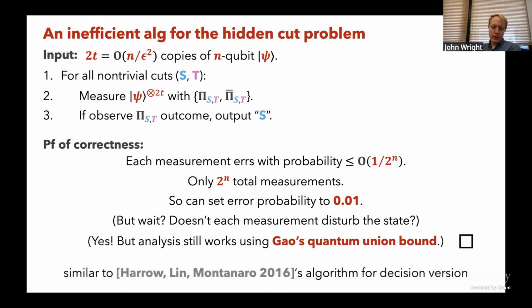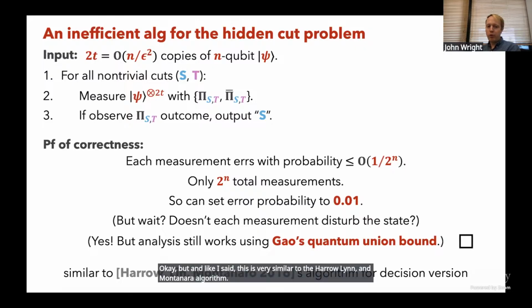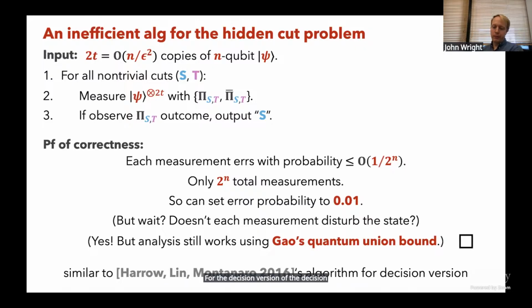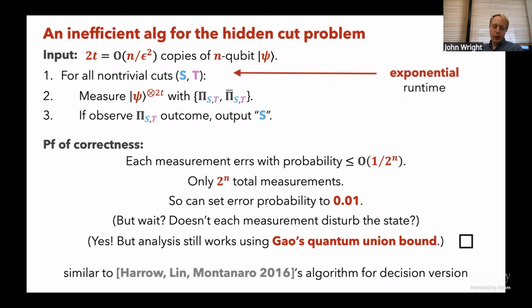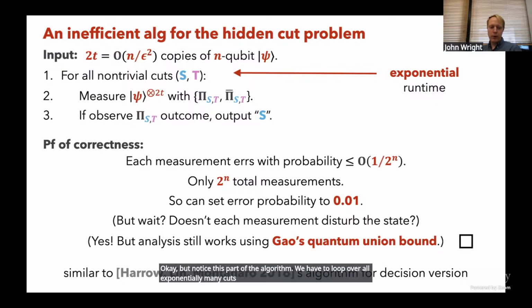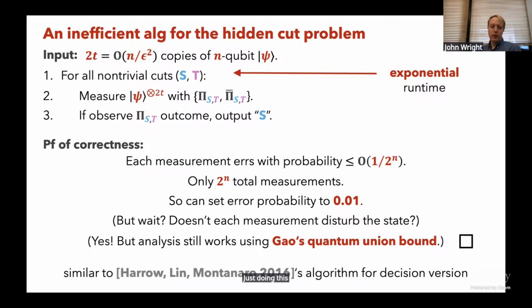Okay, and like I said, this is very similar to the Harrow, Lin, and Montanaro algorithm for the decision version of this problem. So how did their algorithm differ? They took all these measurements, one for every cut, and rather than combining them with the quantum union bound, they combined them using something else known as the quantum Bohr bound. But notice this part of the algorithm: we have to loop over all exponentially many cuts. So even forgetting implementing the measurement, just doing this loop is going to take you exponential runtime.